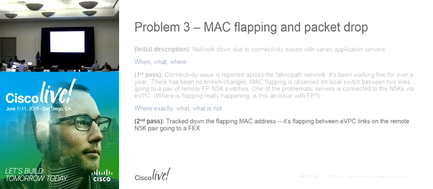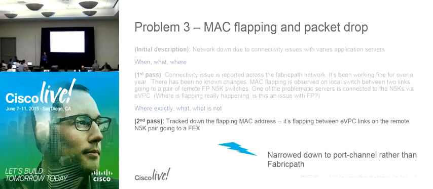So we tracked it down, and it's actually flapping on the switches themselves, going down to a host that's connected on the vPC, over a vPC link, which is basically nothing but a port channel. It's the CE port for the Fabric Path, so it has nothing to do with Fabric Path. It's basically narrowed down to a port channel instead of Fabric Path. Okay? How do you fix that? Oh, that was a bug.